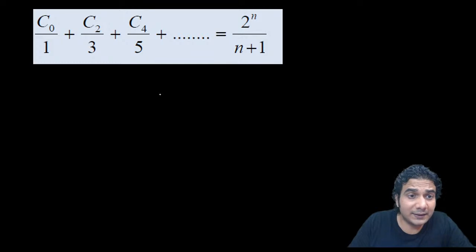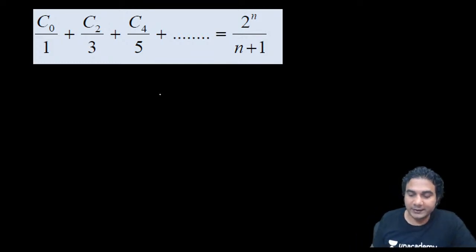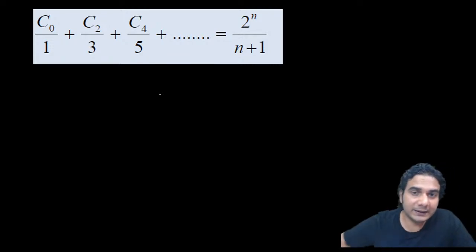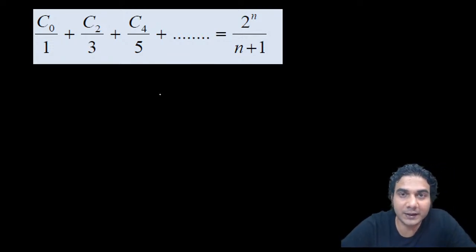Now this is another series. Okay, try this. See how to do it. In this series, alternate terms are missing. So nC1 is missing, nC3 is missing, nC5 is missing. All right, and you can see the numbers in the denominator. So try it, guys.